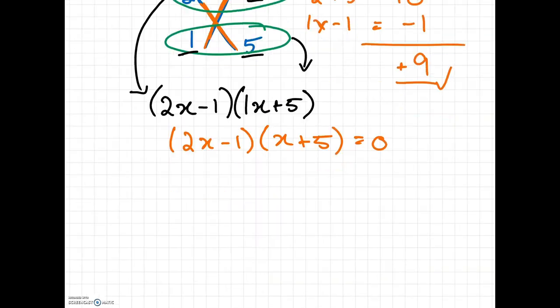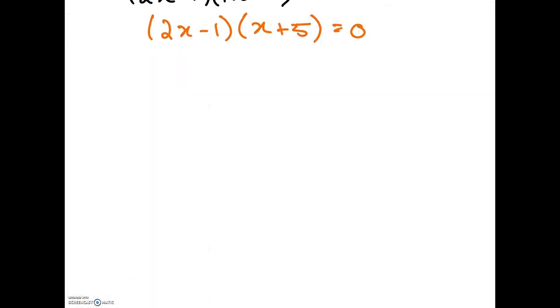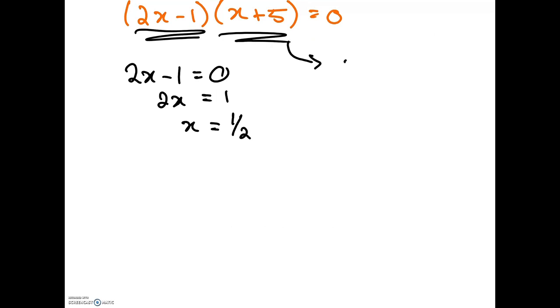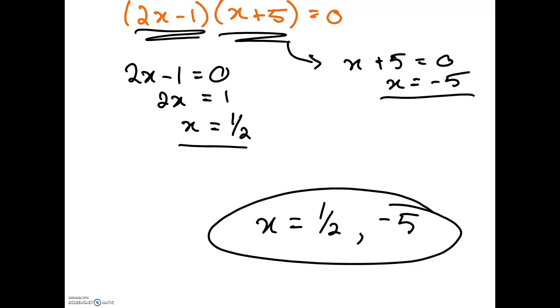And now to solve, we're going to set each individual set equal to 0. Okay, so let's set this equal to 0 and this equal to 0. So 2x minus 1 is equal to 0, 2x is equal to 1, so x is equal to a half. Now for this side, we're going to do x plus 5 is equal to 0, so x is equal to negative 5. So we have two different solutions, x equals negative 5 and x equals a half. So we're just going to write our answer as x equals a half, comma, negative 5. So that's our final answer.